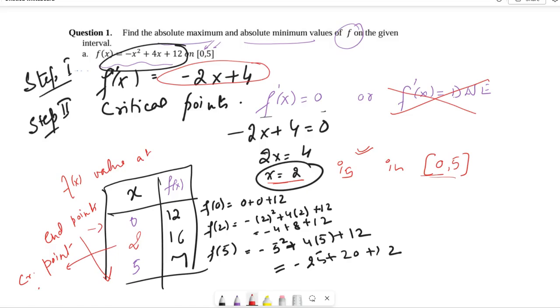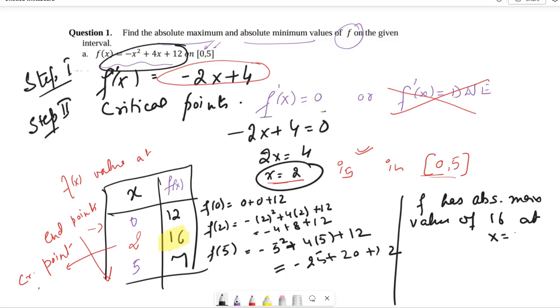Now, once you have these values, you need to figure out which one is the absolute maximum. Out of these three, which one is the maximum? 16. So we're going to say as an answer, f has absolute maximum at x is equal to 2. We can write it like this also: maximum value of 16 at x is equal to 2. That's the first answer, finding the absolute maximum.